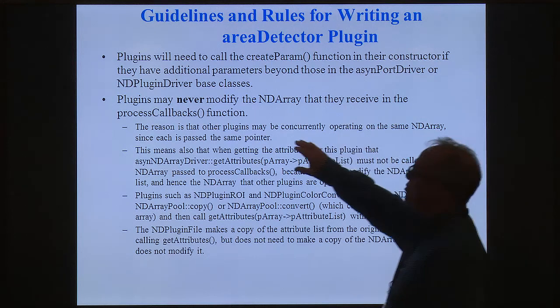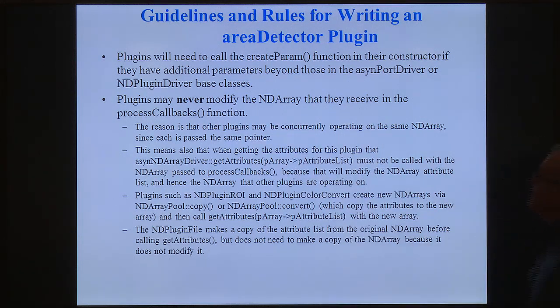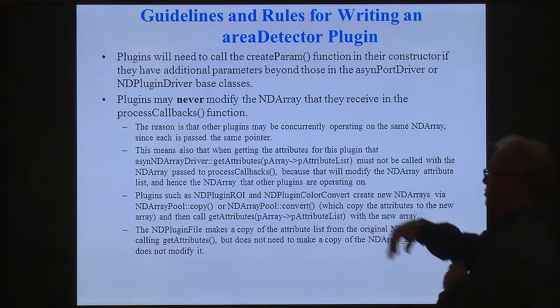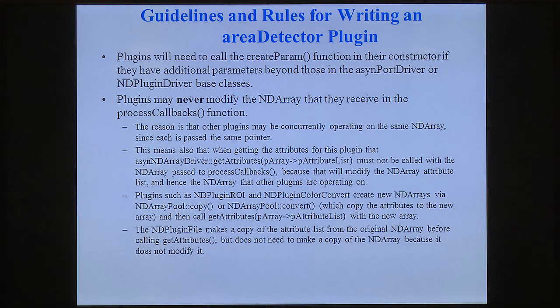Most importantly, you may never modify the ND array that you receive in the process callback function. It's read only, but that right now is not enforced by the compiler. You have to make sure you don't do it. The reason for that, of course, is that other plugins may be operating concurrently on the same ND array since they've all been passed the same pointer. It also means that you can't call get attributes directly on your array because that would modify the structure. So if you're going to change the attributes, you have to make a copy.